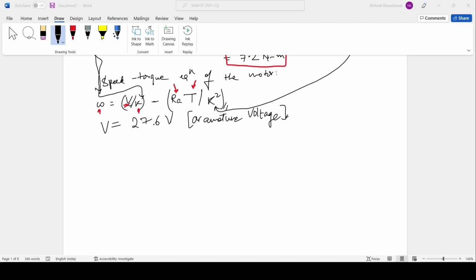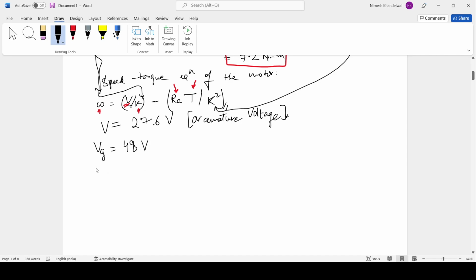So once we have the armature voltage, what is the supply voltage that we have been given? We have been given that the supply voltage is 48 volts. Basically, if you are using any power supply or any battery, then the voltage of that power supply or battery is 48 volts.